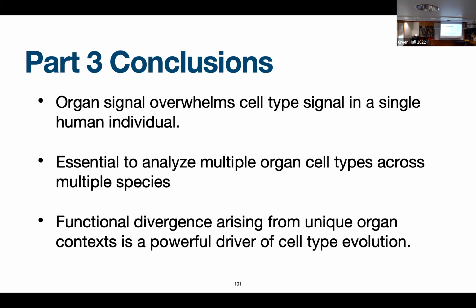I hypothesize this can have 2 possibilities. This might either amplify the cell type signal independent of the organ signal, or if conservative organ level evolution is the rule, then maybe it'll just amplify the organ signal. But either way, functional divergence arising from unique organ contexts must be a powerful driver of cell type evolution.